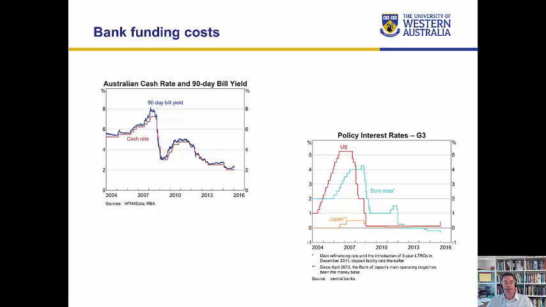Now in Australia, we simply don't have enough savings going into the banking system to satisfy all of the lending that takes place. So on top of savings, banks need to raise money by issuing bills and bonds. So bank bills and bonds. And this 90-day bank bill yield is actually the interest rate that banks pay when they want to borrow money from financial markets for 90 days.